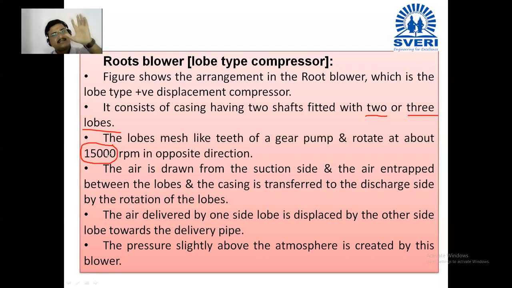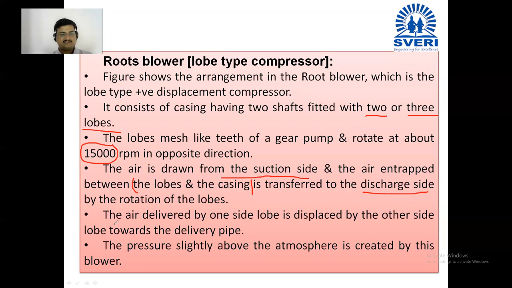This movement is important for pressurizing the air. The air is drawn from the suction side, and this air is entrapped between the lobes and the casing. Between these lobes a patch of air is formed, trapped between two patches. And it is transferred to the discharge side. Due to the rotation, it is pressurized and transferred.